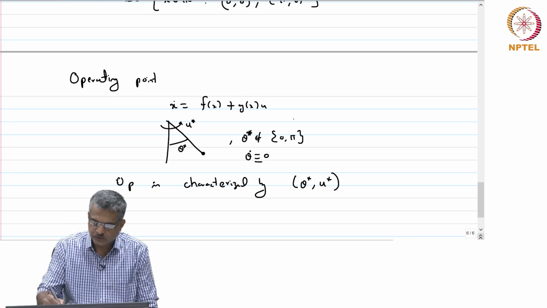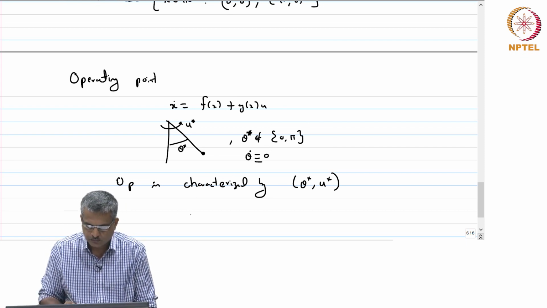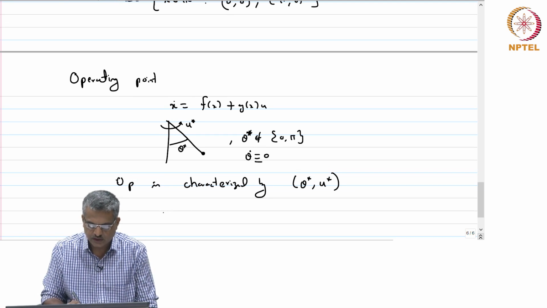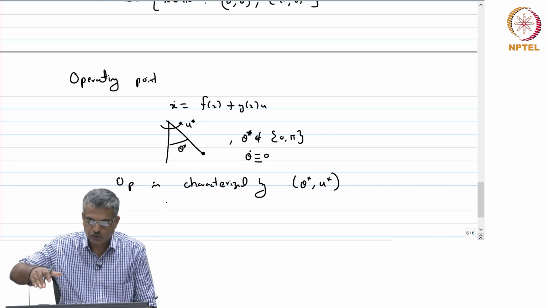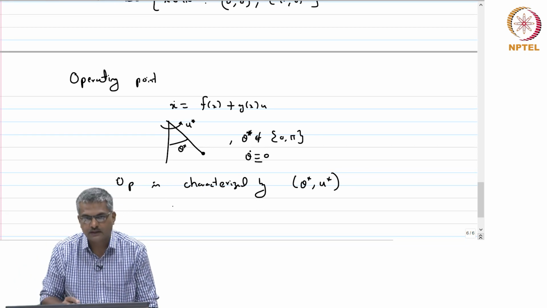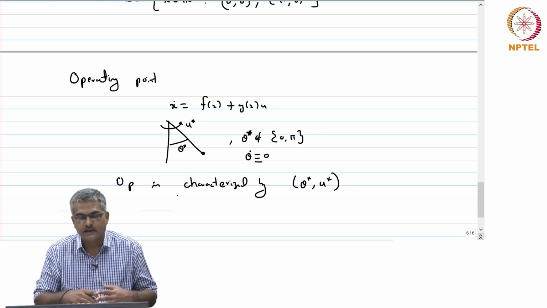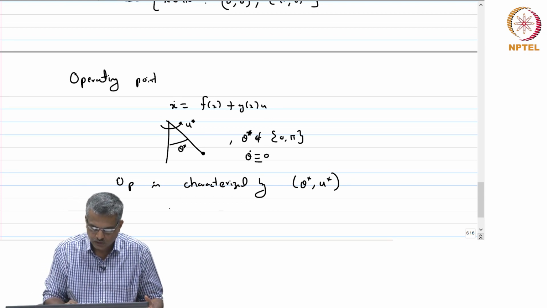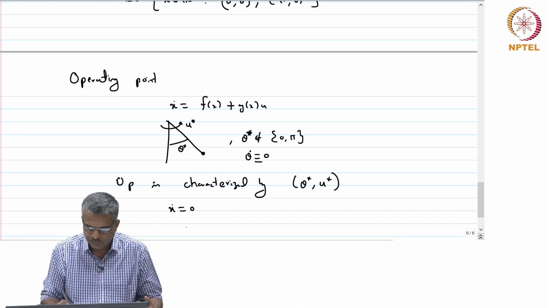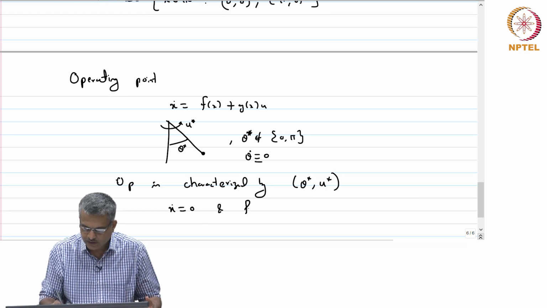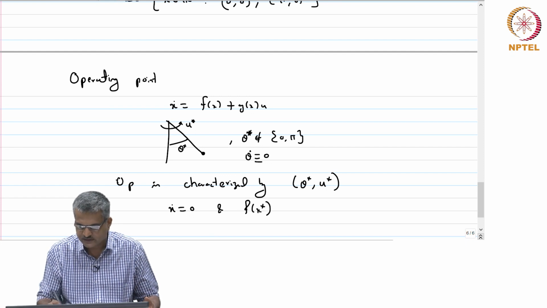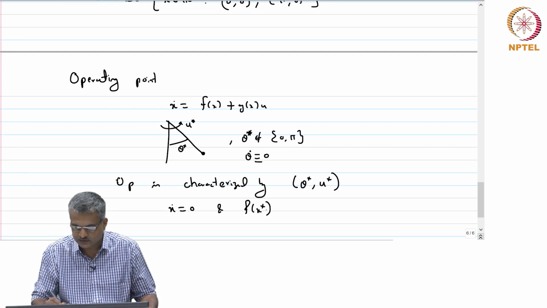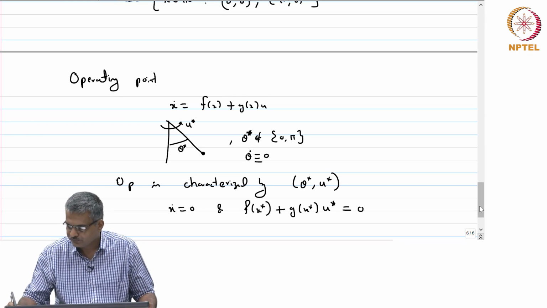Let us go back to our pendulum standard equation. My x dot has to be 0 because I want to hold the pendulum at that point. That means theta dot has to be identically equal to 0, and theta double dot also has to be identically equal to 0. So x dot is 0, and we have f of x star, because now the system is at some operating point, let us call it x star, plus g of x star times u star equal to 0.